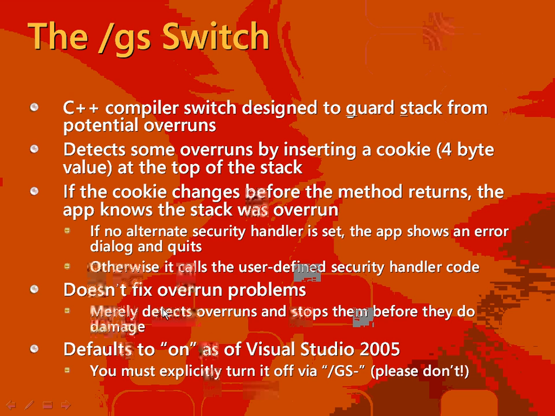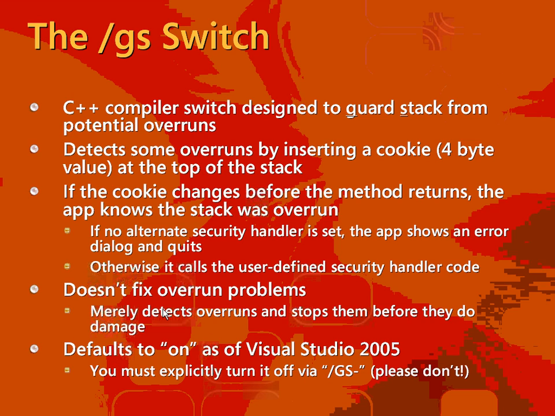So how can you go about protecting against buffer overruns besides writing code that is free of the exploit itself? The first thing to look at is the GS switch that's part of the C++ compiler in Visual Studio or in the Win32 SDK. This compiler switch is intended to guard the stack from potential overruns. It detects these overruns by inserting a 4-byte value known as a cookie at the top of the stack, and if that cookie changes before the method returns, it's clear to the application that the stack was overrun.